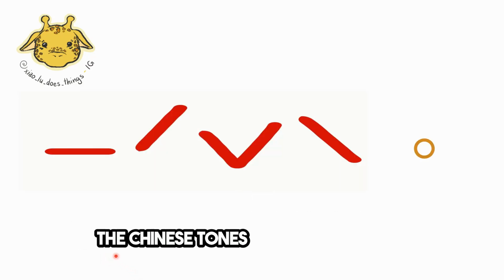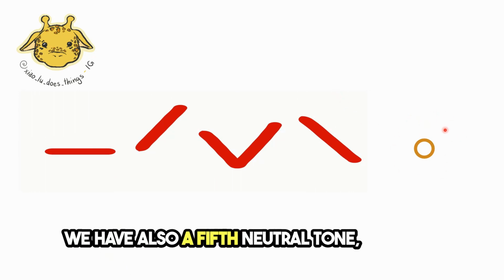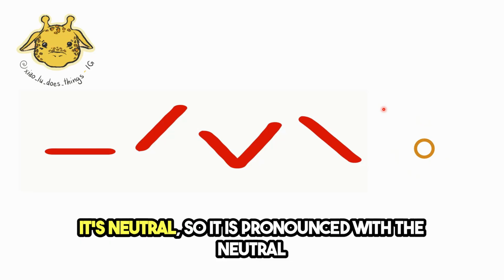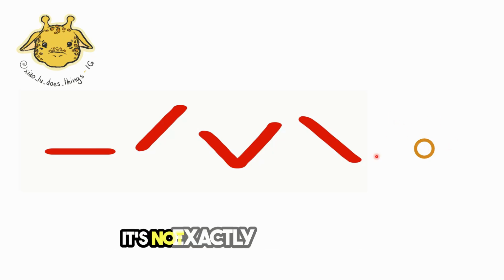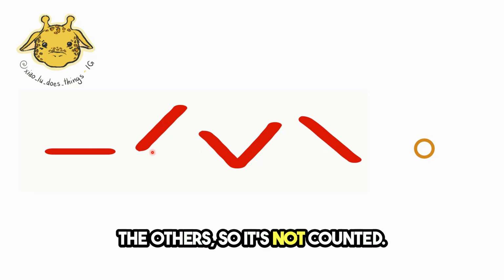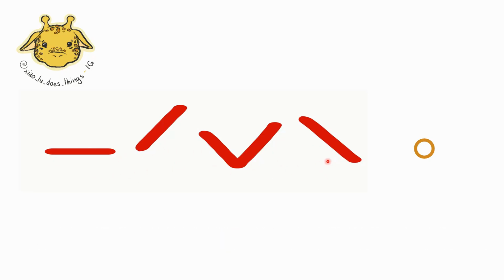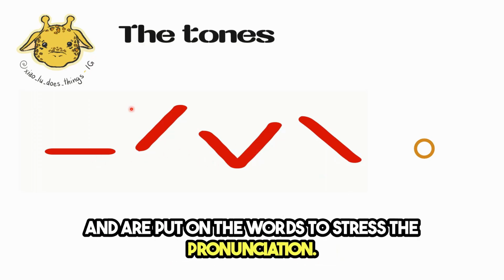The Chinese tones are four: 1, 2, 3, and 4. We also have a fifth neutral tone, but since it's neutral, it is pronounced with the neutral tone of voice you usually use when speaking. It's not exactly an accent like the others, so it's not counted. So these, as I was just saying, are like accents and are put on the words to stress the pronunciation.